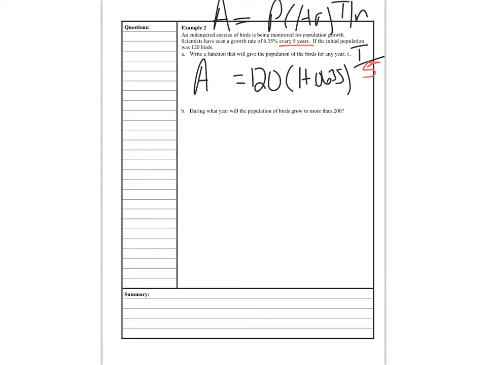So the 120 again is your starting amount. Let's see if we can get the highlighter out. The 120, that is your starting amount. That's what it said. The 6.35% is your rate.